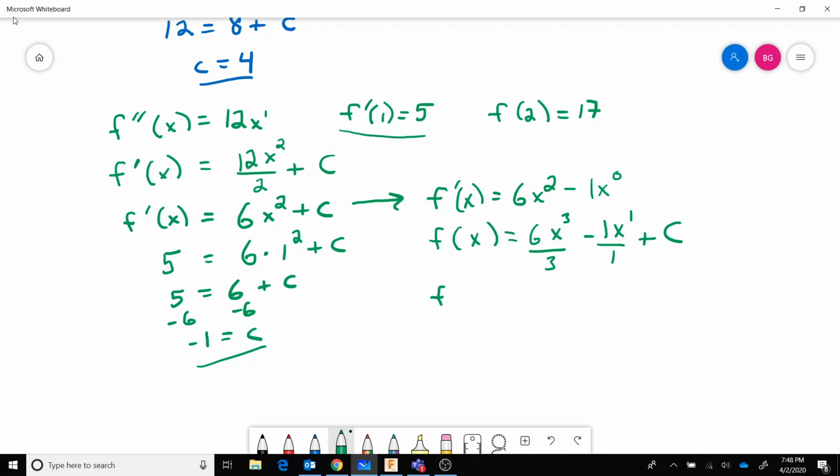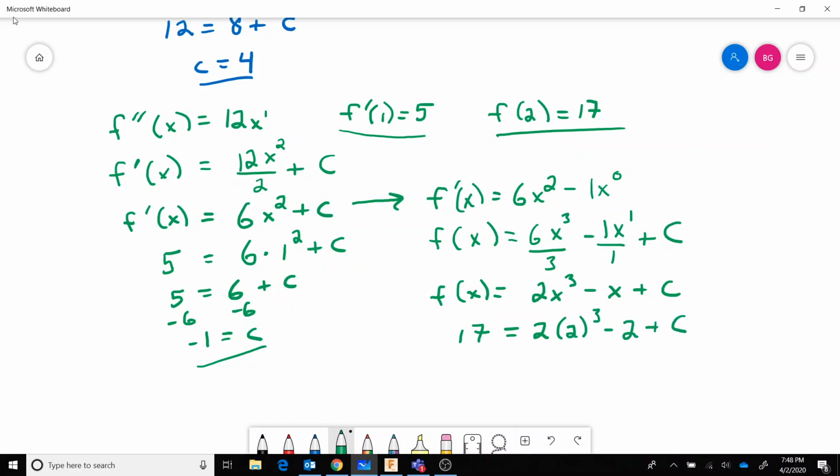So let's clean this up a little bit. I've got f of x equals 2x cubed minus x plus c. I'd like to solve for c. Well, don't forget, I actually know that f of 2 is 17. So the output is 17 when the input is 2. Let's solve for c here. I have 17 equals 2 times 2 is 4, times another 2 is 8, times another 2 is 16, minus 2, which gives 14. I've got 17 equals 14 plus c. C is equal to 3.